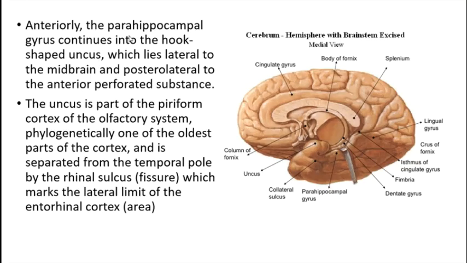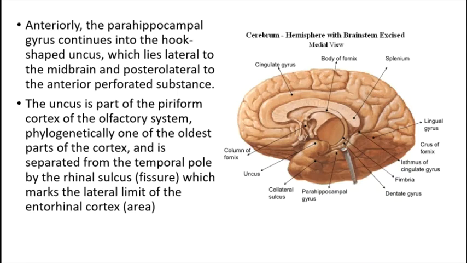So anteriorly, the parahippocampal gyrus continues into a hook-shaped uncus, as I just told you, which lies lateral to the midbrain, understandable, and posterolateral to the anterior perforated substance. Anterior perforated substance you will find in the location. The uncus is part of the piriform cortex. Piriform cortex will be explained to you later on, of the olfactory system, and it is phylogenetically one of the oldest parts of the cortex. The whole meaning of this sentence will be taught to you in the class of histology of the cerebrum.